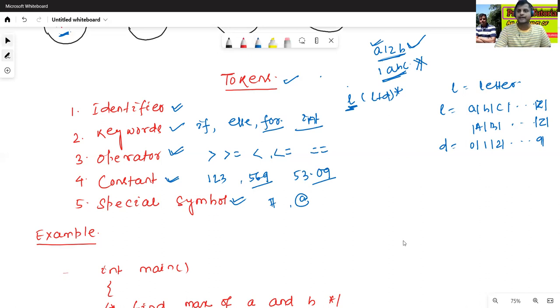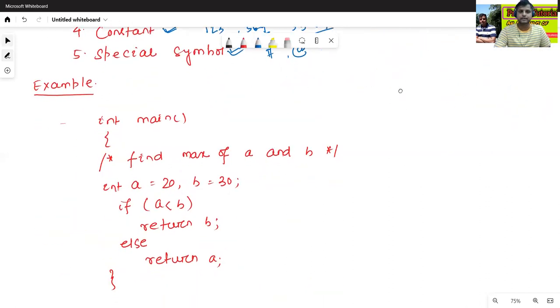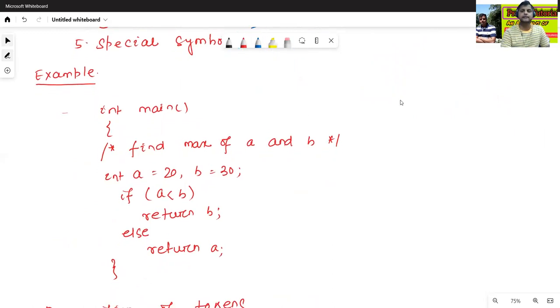See, how to identify the tokens? This is one of the examples, an example of a code snippet. Now we'll identify the number of tokens in the code or in the program. Okay, now see, here int is a token. Main is one token. The open bracket is one token. The close bracket is one token.